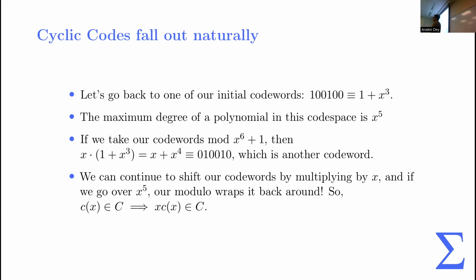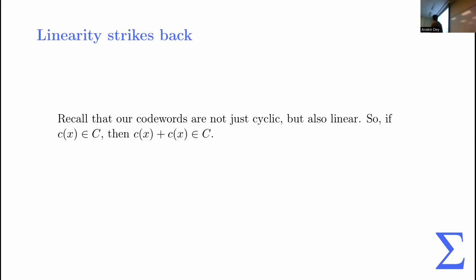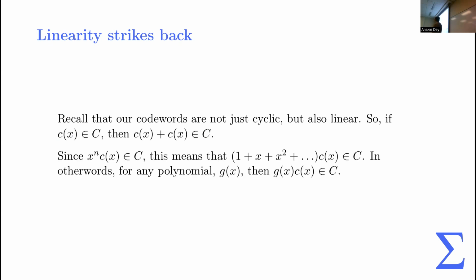So in general, if some polynomial c of x is in our code space, x times c of x is also going to be in that code space, because x times c of x is just shifting it to the right by 1. But our code words are also linear. So if c of x is in our code space, then c of x plus c of x is also going to be in our code space.